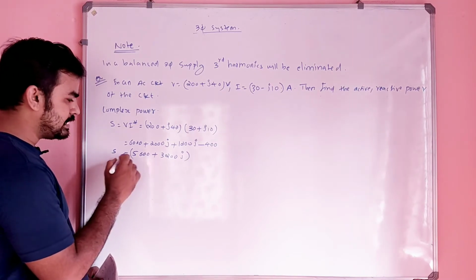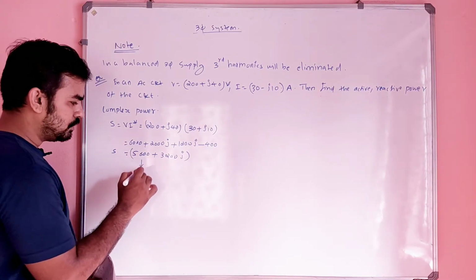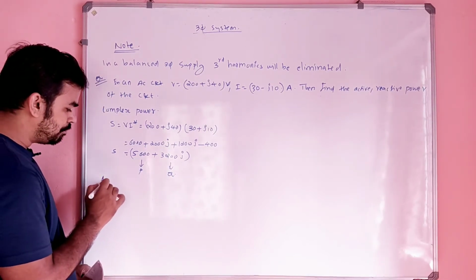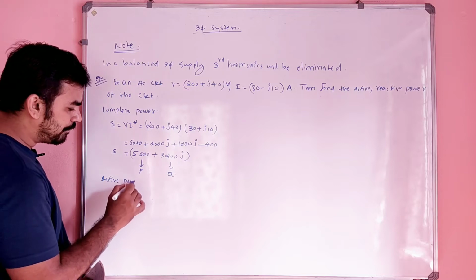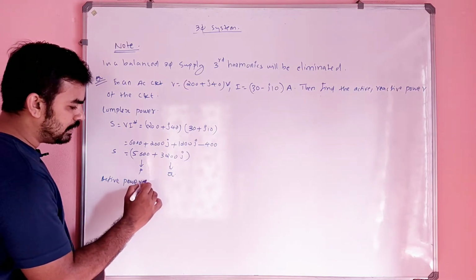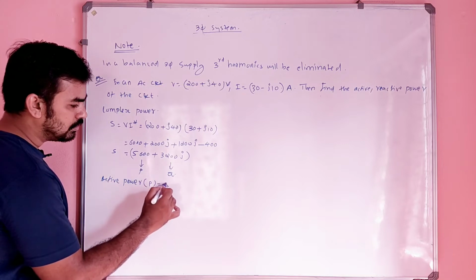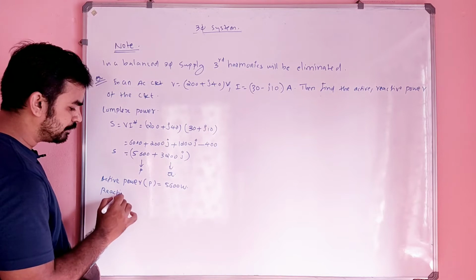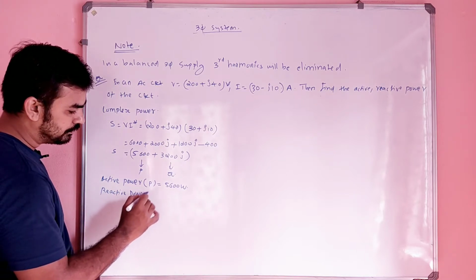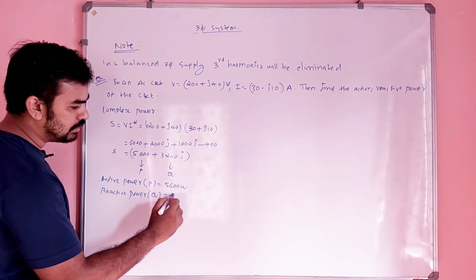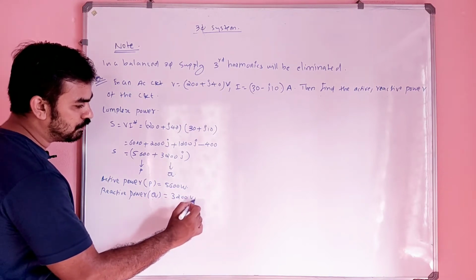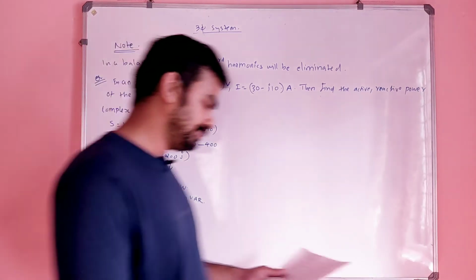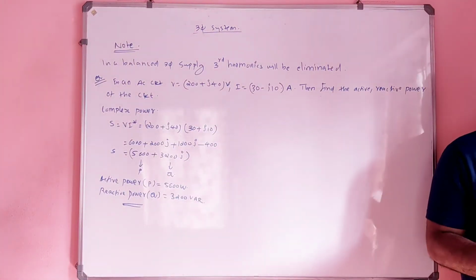So that is the value of S. S is in the form of P plus jQ, so this will be considered as P and this will be considered as Q. So the active power P is equal to 5600 watts, and the reactive power Q is equal to 3200 volt ampere reactive. That is the answer for the question.